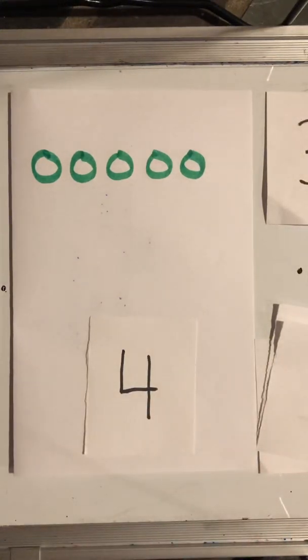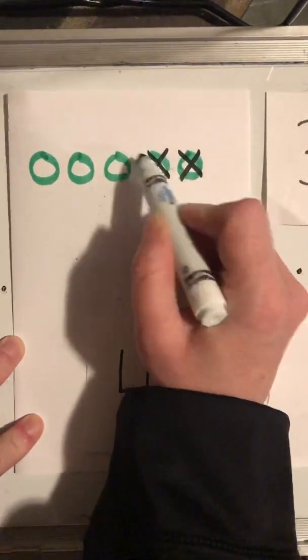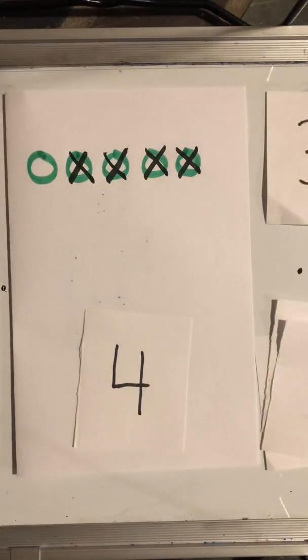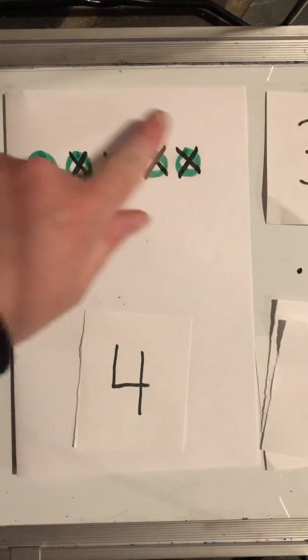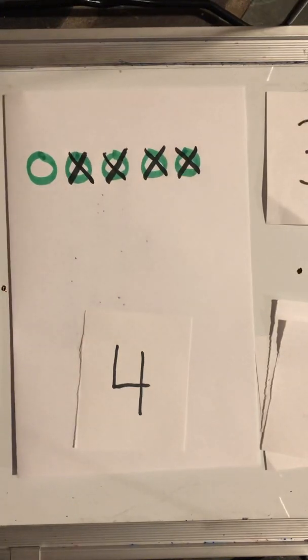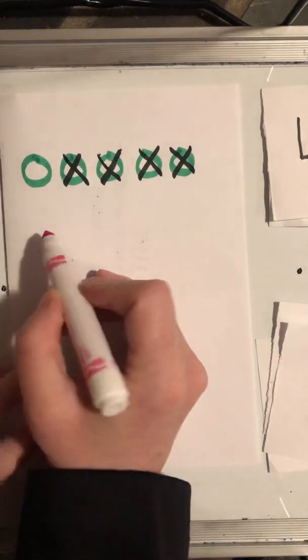What number did I get? Yep, I got the number 4, so that tells me how many I need to cross off. So I'm going to cross off 4. 1, 2, 3, 4. So now I have 1 left. Started with 5, take away 4, and I'm left with 1. Good. So what you can do is you can have mom and dad, grandma and grandpa, or even yourself draw some circles on your paper. If you can't think of a story, you could just draw some circles on your paper.